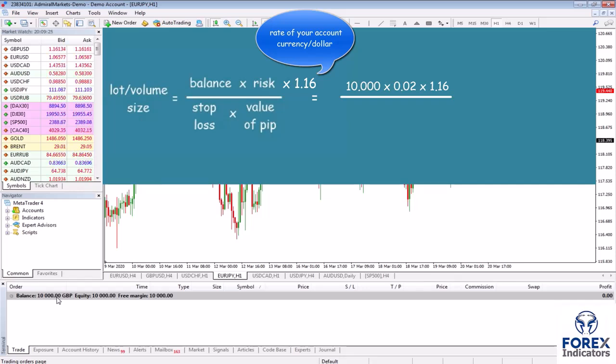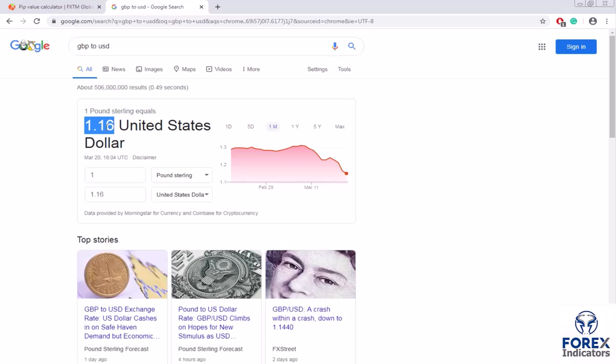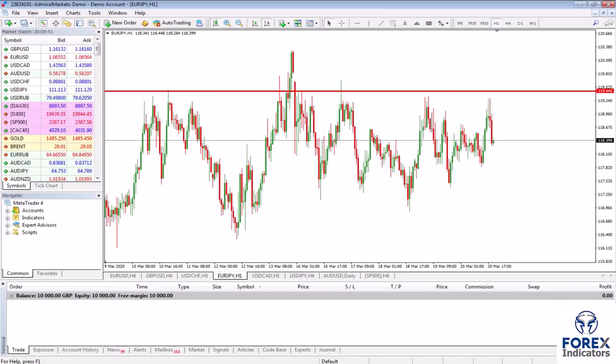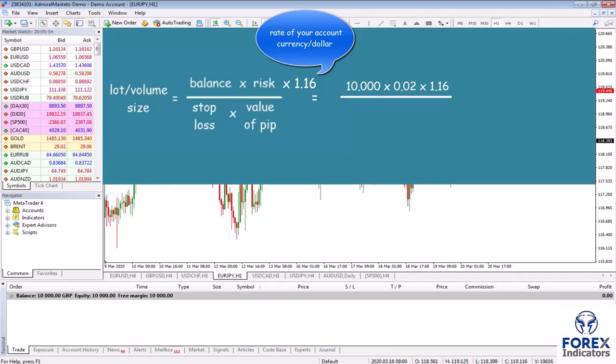That's 0.02 times the GBP USD rate. It's 1.16. For example, if your account is in Indian rupees, enter rupee to USD. If you have an account in Russian ruble, enter ruble to USD, Australian dollar to USD, Canadian dollar to USD, and so on. So we add to the upper part 1.16 and divide that by the amount of pips.